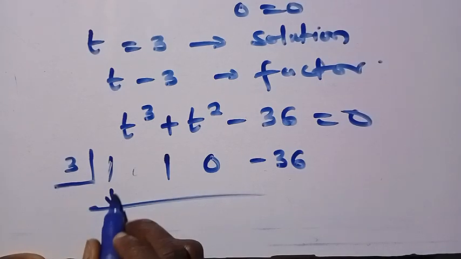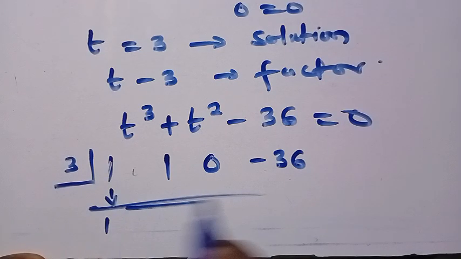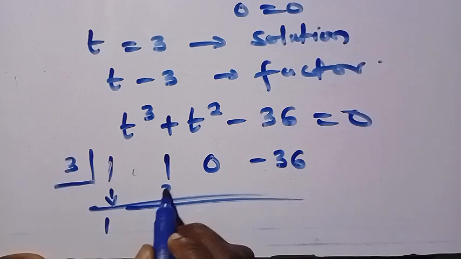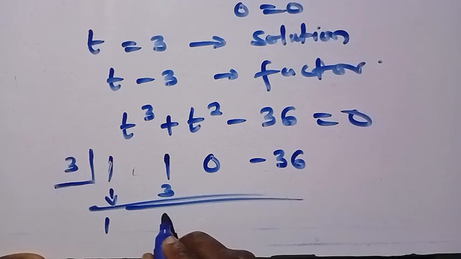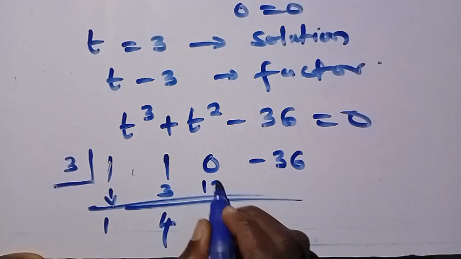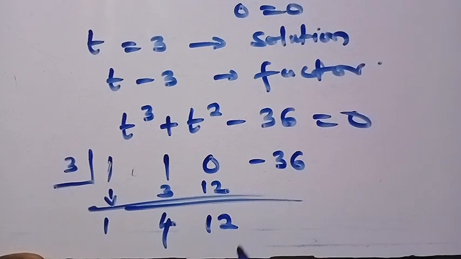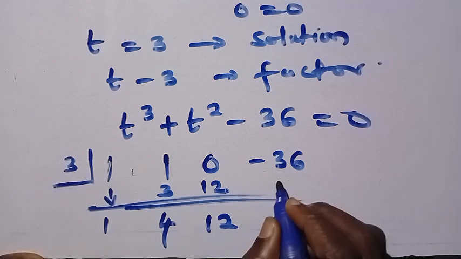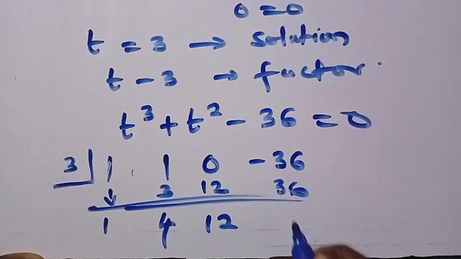So the first number, nothing comes before it, so we write it as 1. Then we multiply this 3 by 1, that is 3. Adding 1 plus 3, we get 4. Then 3 times 4 is 12. 0 plus 12 is 12, and 3 times 12 is 36. Minus 36 plus 36 gives us 0.